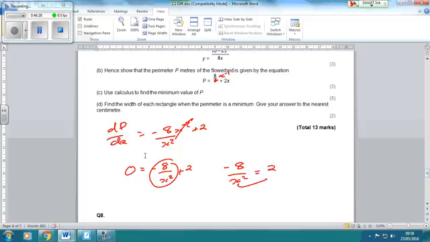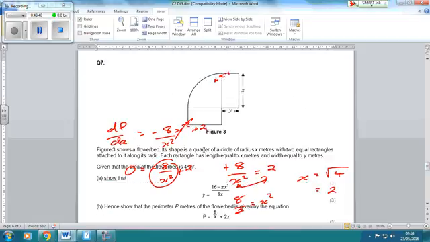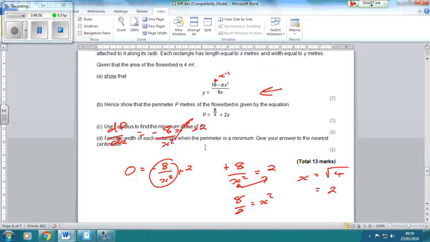Sorry, that's going to be positive. Switch these two around. 8 over 2 equals x squared. X equals the square root of 4, which equals plus or minus 2. But the reason that x can't be minus 2 is because if you have a look at what x is, it's a length. So that length isn't going to be minus 2, that's going to be a positive value. So x equals 2.